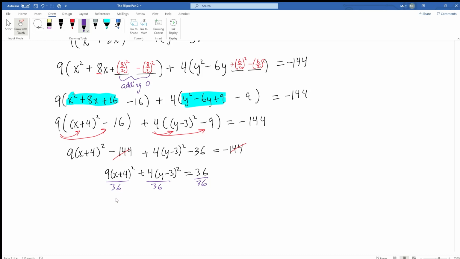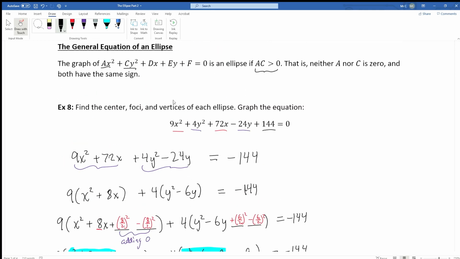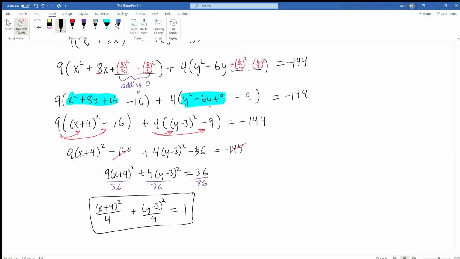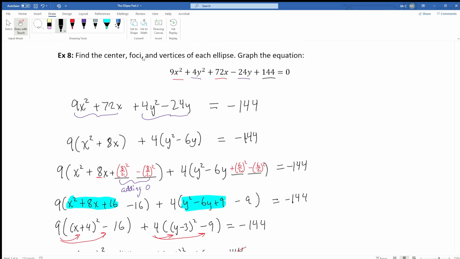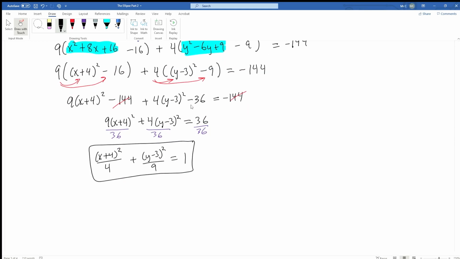And now I have (x plus 4) squared over 4, plus (y minus 3) squared over 9 equals 1. Okay, so that's our equation. Well, that was a lot of hard work. But now we need some more information. We need the center, the foci, and the vertices.